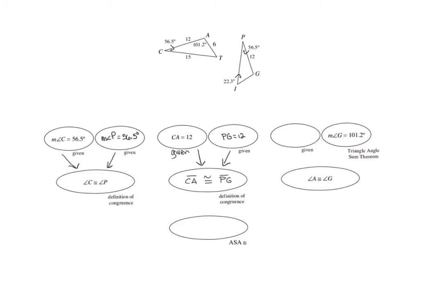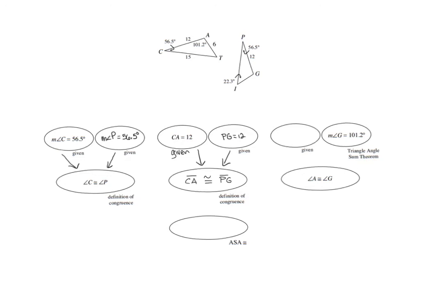And even though it might seem like we already said it over here, we have to say it again because we are saying that something else is congruent. Last but not least, I can see that I've been given the measure of angle G, and the reason here is the triangle angle sum theorem.